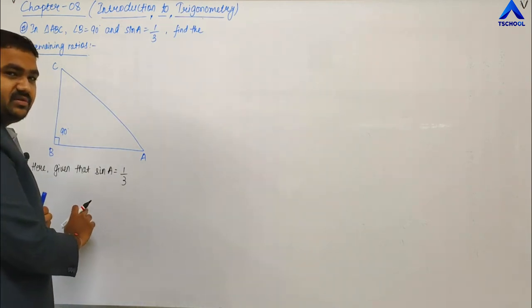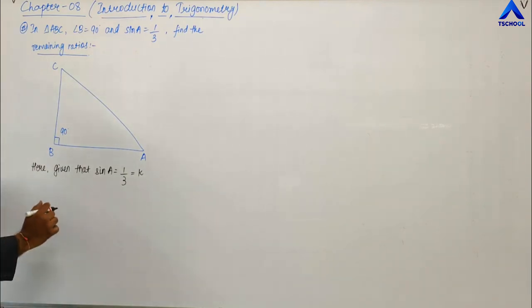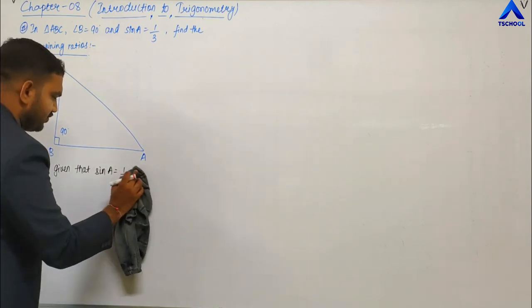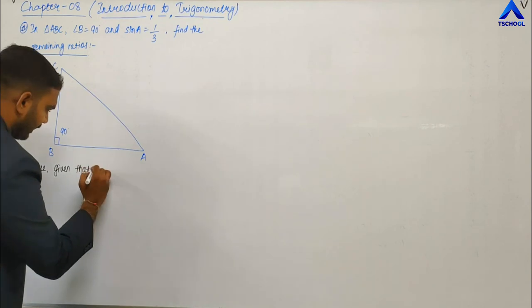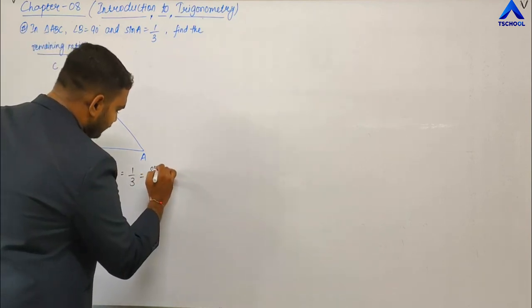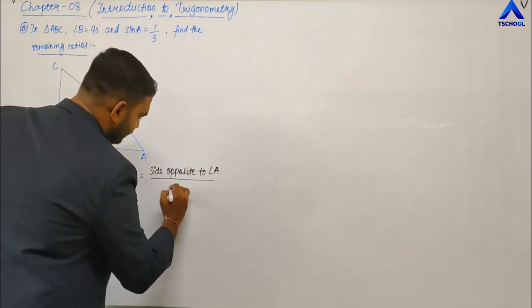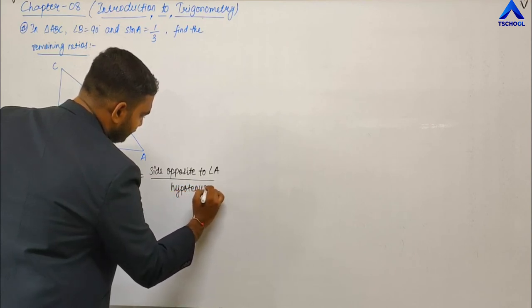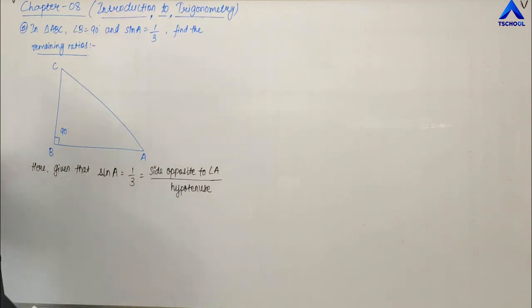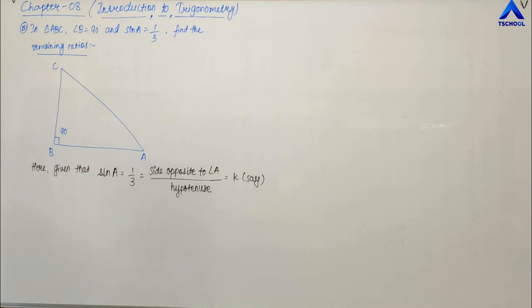So first of all, we need to take this ratio as equal to k. Let me write it down like this so you can understand. Given that sin A is equal to 1 upon 3, that is equal to side opposite to angle A upon hypotenuse. Now, can you directly relate that the side opposite to angle A will be 1 unit and the hypotenuse will be 3 units? No, you cannot directly relate. So what we are going to do is take a proportion here, say this ratio is equal to k.